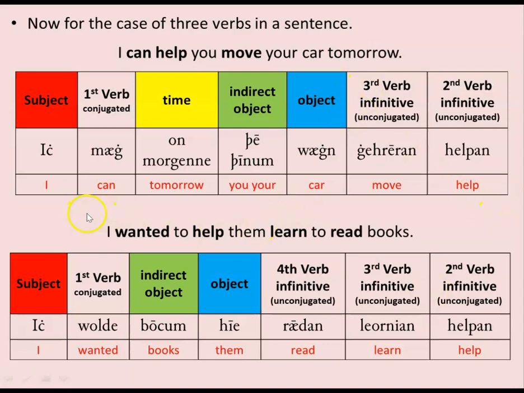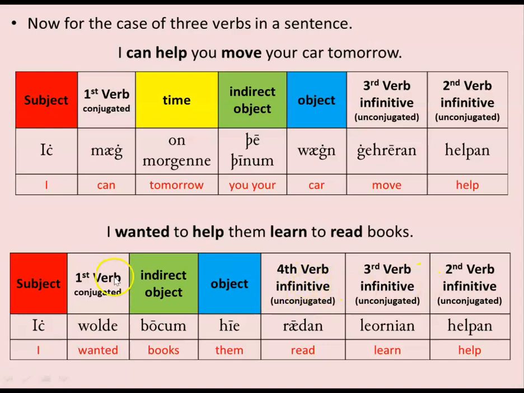Here's one now with four verbs. I wanted to help them learn to read books. So wanted is the first verb that goes in the second place, conjugated form. Help then goes to the very end. Learn then goes second from the end. And read third from the end. Okay, and those last three verbs are in their infinitive form. So you build inwards. Second verb on the end, third verb second last, fourth verb, third last.